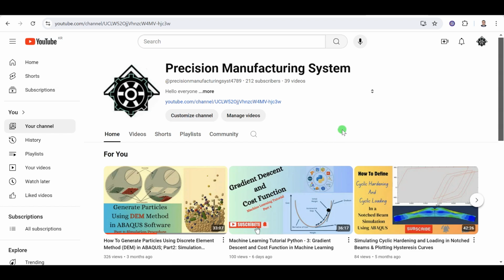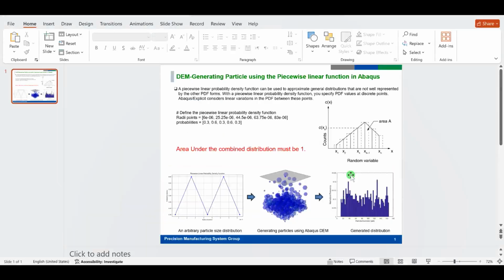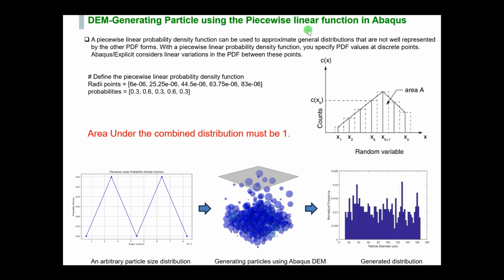Okay, first I will explain a little about the piecewise linear function in ABAQUS. A piecewise linear density function can be used to approximate general distributions that are not well represented by the other PDF forms. With a piecewise linear probability density function, you specify PDF values at discrete points. ABAQUS considers linear variation in the PDF between these points.